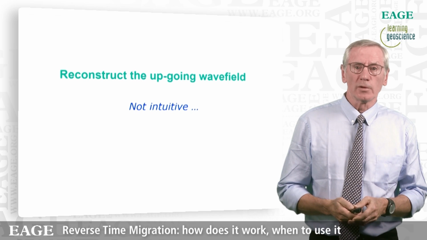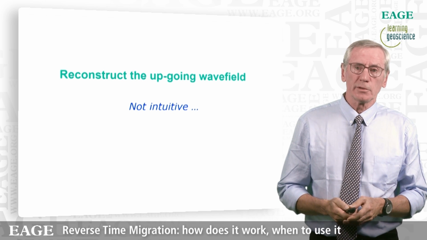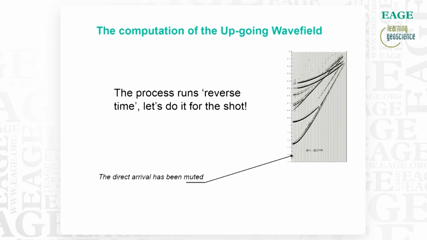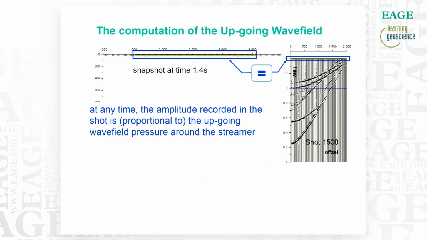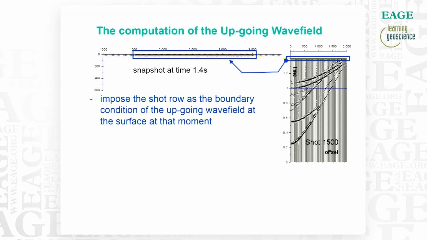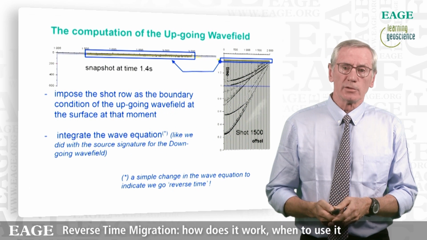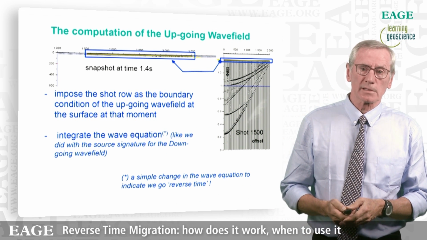The next job is to reconstruct the full history of the upgoing wave field, and this is not so intuitive. So it's reverse time. Let's reverse the time. Now, we saw earlier that at any time, what is recorded in the shot gather is the upgoing wave field amplitude at the surface along the streamer at that time. So the idea is to impose this pressure by the amplitude of the shot at that time as a boundary condition for the upgoing wave field computation. And just like we computed the downgoing wave field movie with the source signature as a boundary condition, now we integrate the wave equations with the shot gather amplitude as the new boundary condition, just telling the equation that we extrapolate reverse time.